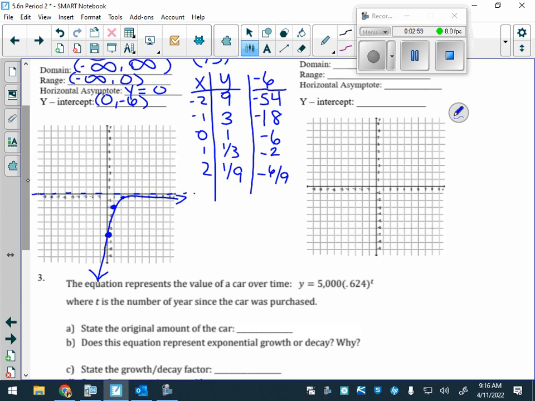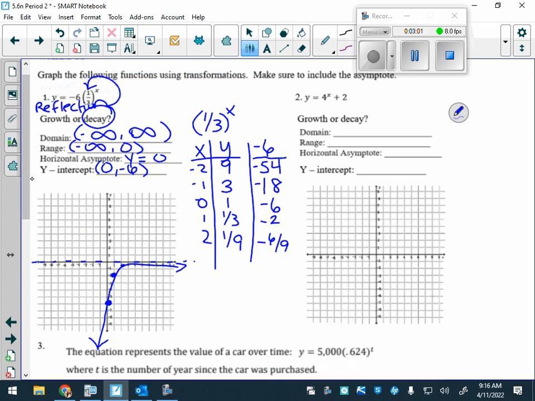Okay. Now number 2, Campbell, growth or decay? Growth. Good. Zoe, what's our domain? Good. Kate M, what's our range? Good. What's our horizontal asymptote? Equals 2. Excellent. And our y-intercept, Caden?